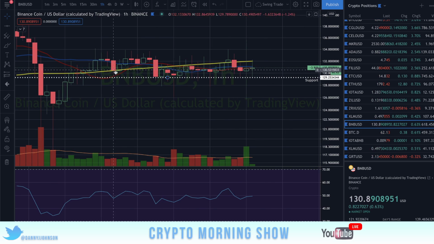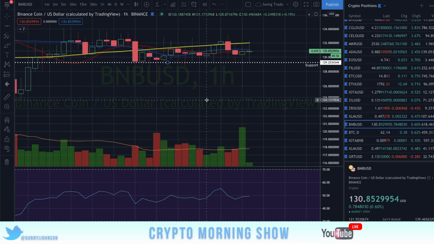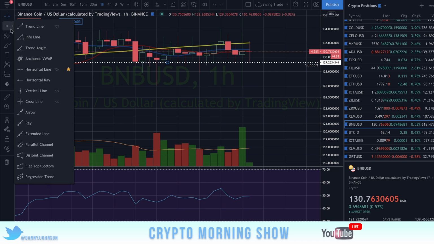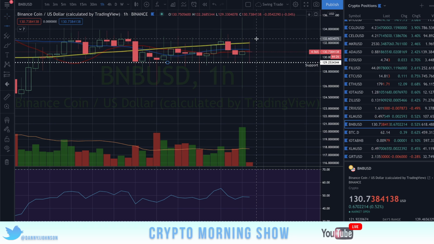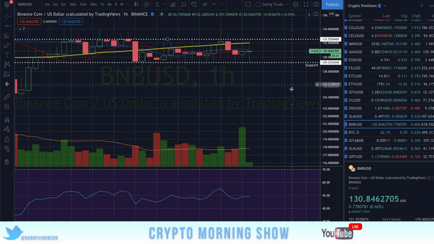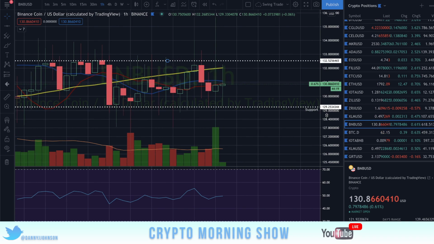So very tight range with all the moving averages converging here. We did have above average trading volume last hour. So keep an eye on this one as these moving averages will start to separate in this tightening range. Basically just a consolidation range here. We could just about right there. There we go. Support would be 129.25, and 132.52 would be your resistance.